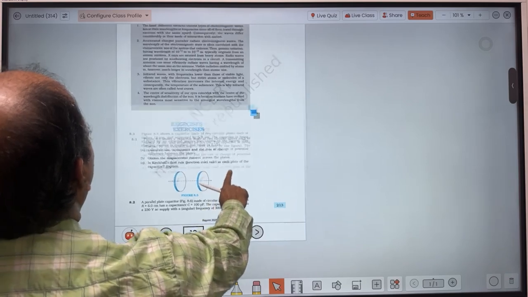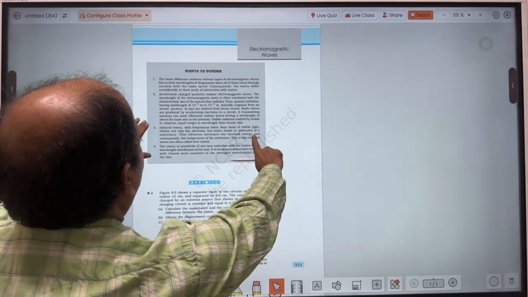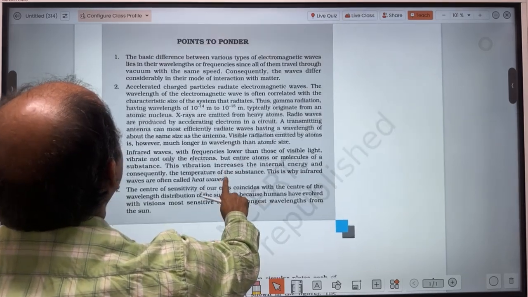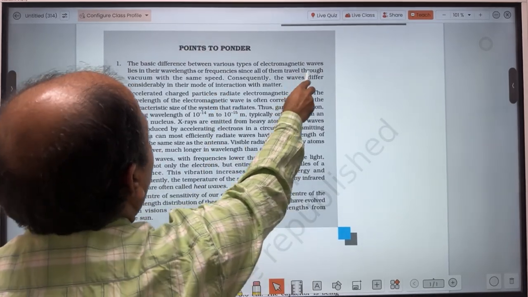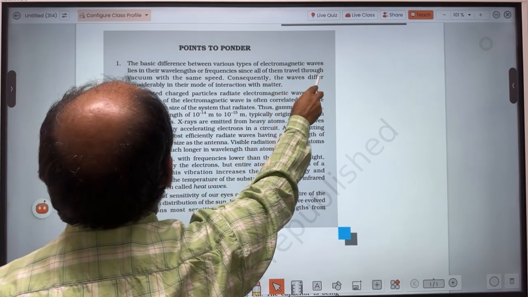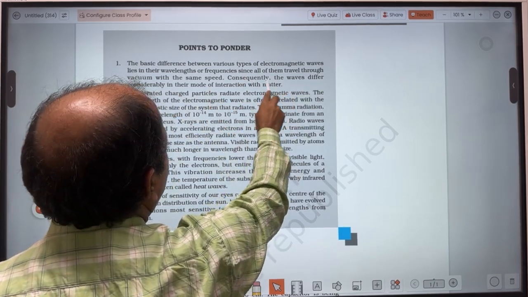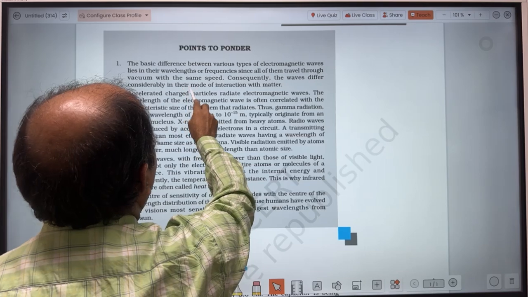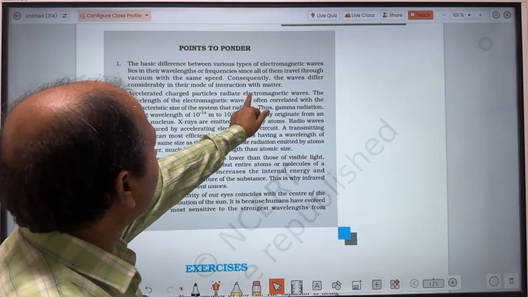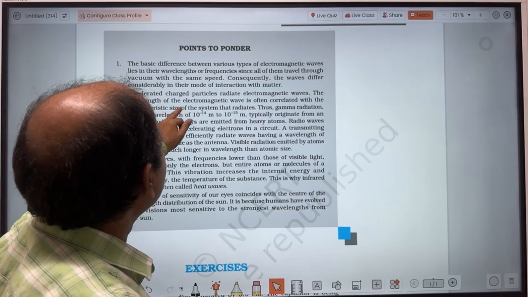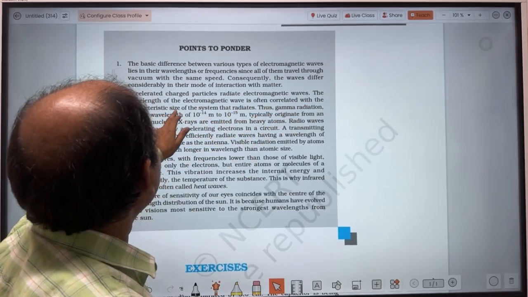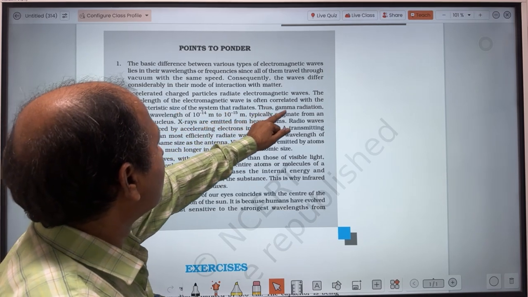So this was the basic theory. Here there are certain points that you must consider. The basic difference between various types of electromagnetic waves lies in their wavelengths or frequencies, since all of them travel through vacuum with the same speed. Consequently, the waves differ considerably in their mode of interaction with matter. Accelerated charged particles radiate electromagnetic waves. The wavelength of the electromagnetic wave is often correlated with the characteristic size of the system that radiates.